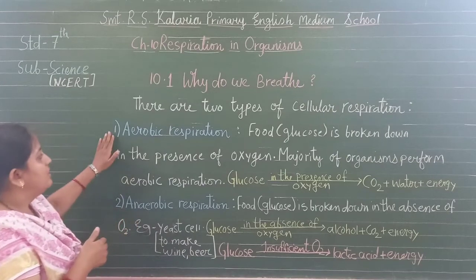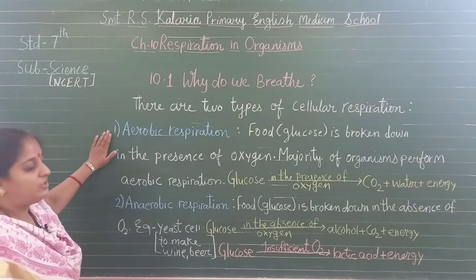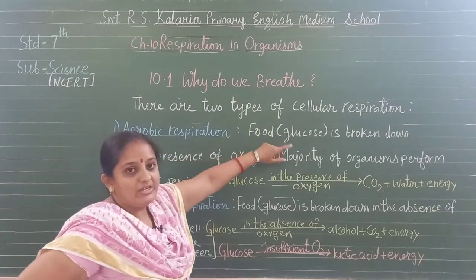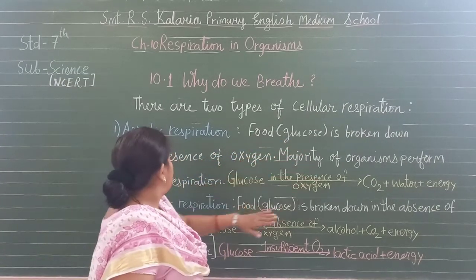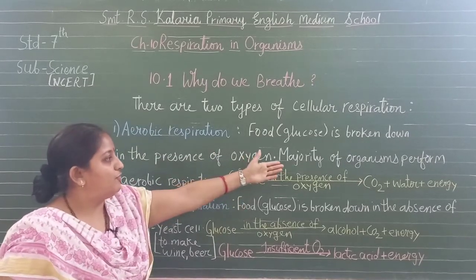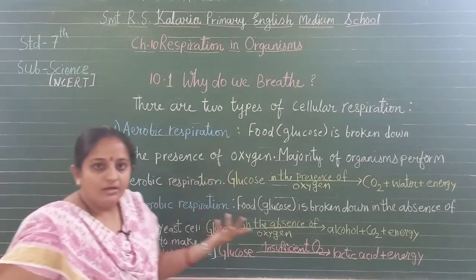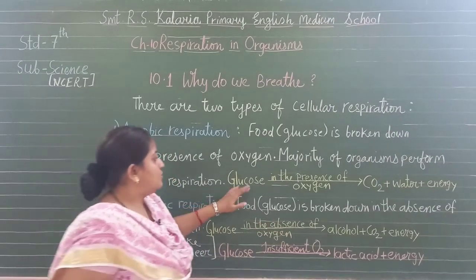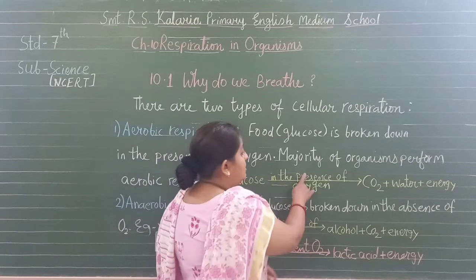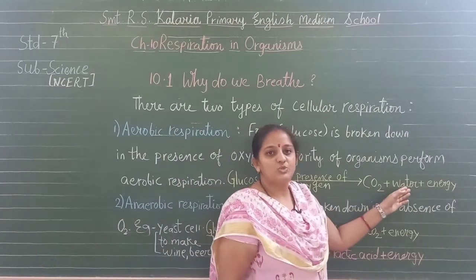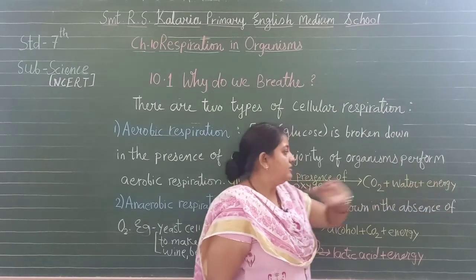Just look over here. The very first one is aerobic respiration. Now what is this aerobic respiration? The food, or we can say glucose, is broken down in the presence of oxygen. Okay, now the majority of all organisms perform aerobic respiration. So here you note down the equation. Glucose breaks down in the presence of oxygen. What is released? Carbon dioxide plus water along with the energy.